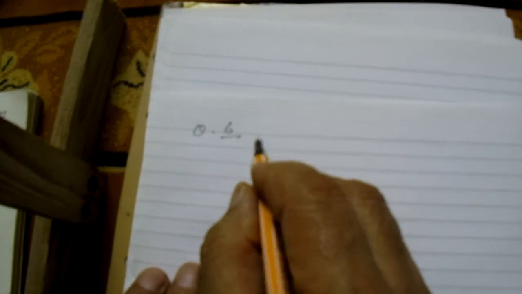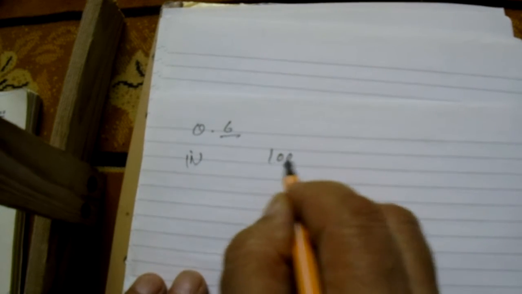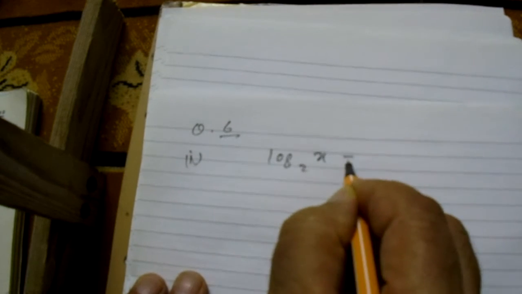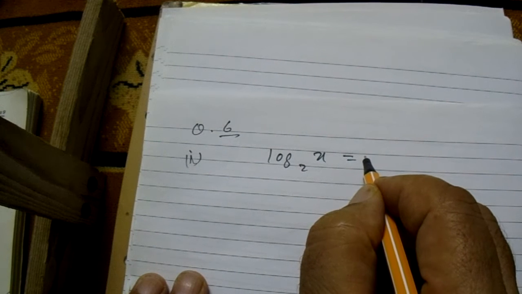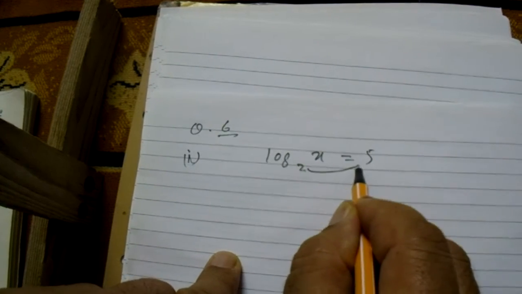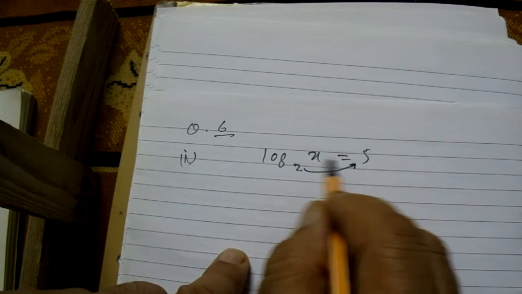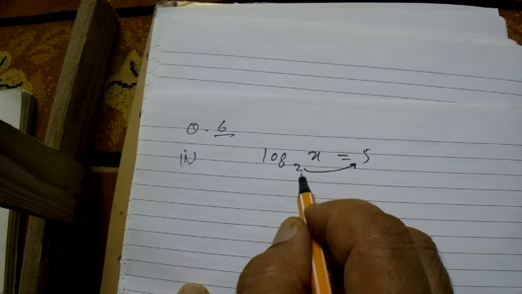Now question number 6. Again log. This is first part. Log x to the base 2 is equal to 5. Now again this is base. This is power. This is in logarithm form. You write this into exponential form.